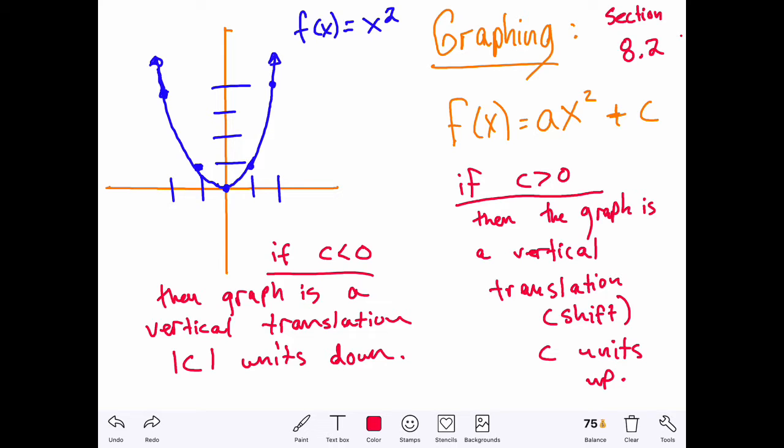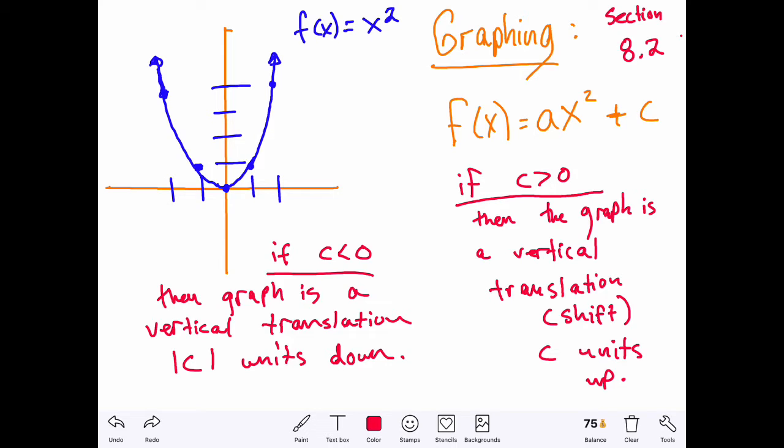Okay, let me just begin with the two definitions. If c is greater than 0, then the graph is a vertical translation or shift c units up. So in other words, the graph will be shifted upwards by as many units as c is. Conversely, if c is less than 0, then the graph is a vertical translation, the absolute value of c units downward. Okay, so those are basically the definitions.